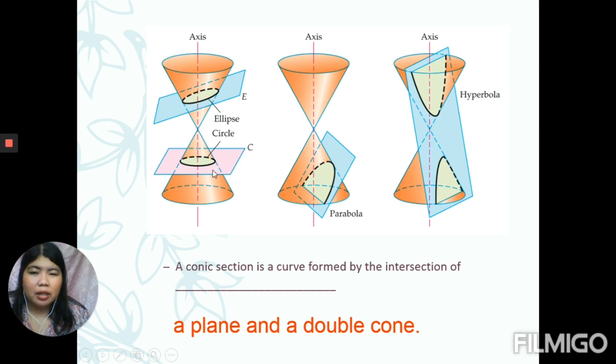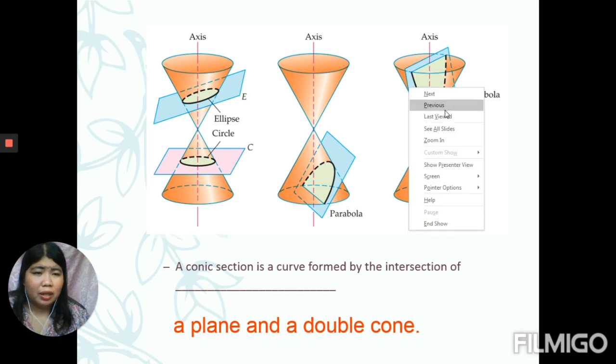Kapag naman nag-intersect tayo ng straight lang na plane, makakabuo tayo ng circle. And this one, kapag mag-intersect tayo ng plane sa gilid ng cone, makakabuo tayo ng tinatawag nating parabola. And this one, makikita natin, makakabuo tayo ng hyperbola. Yan yung ating mga object.